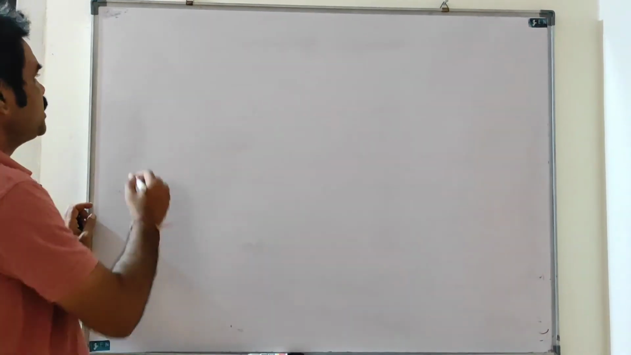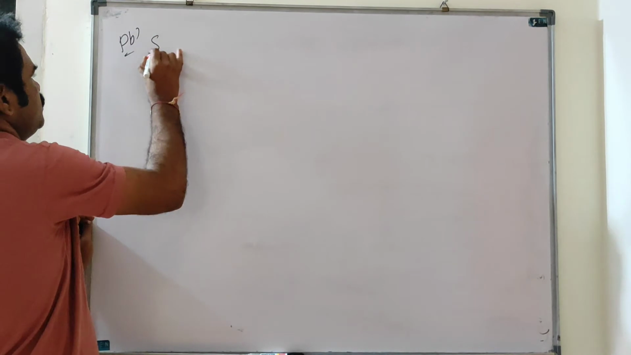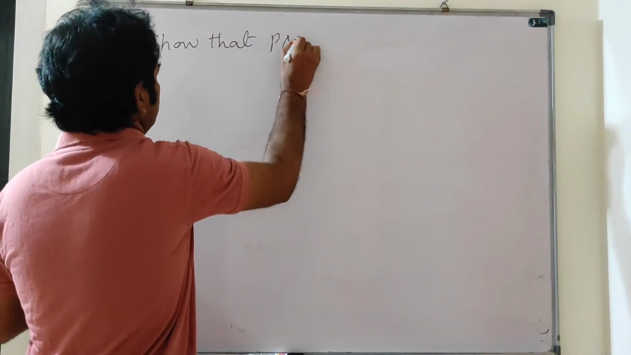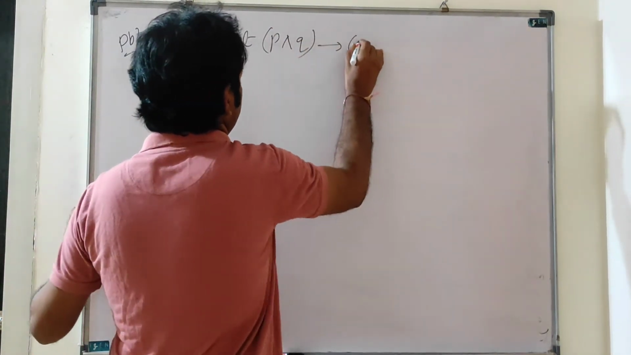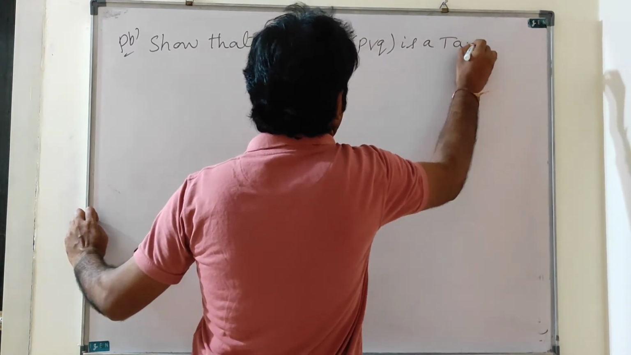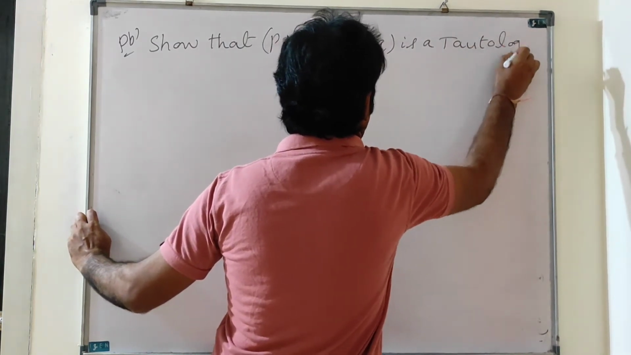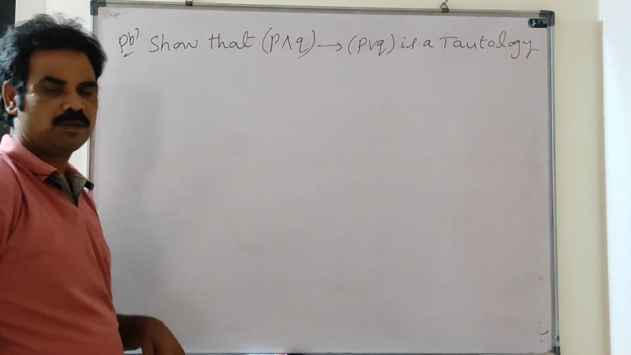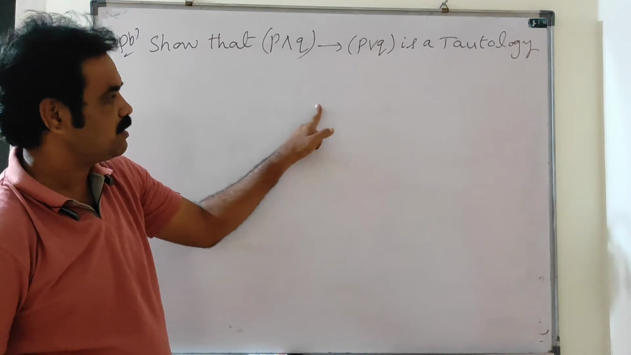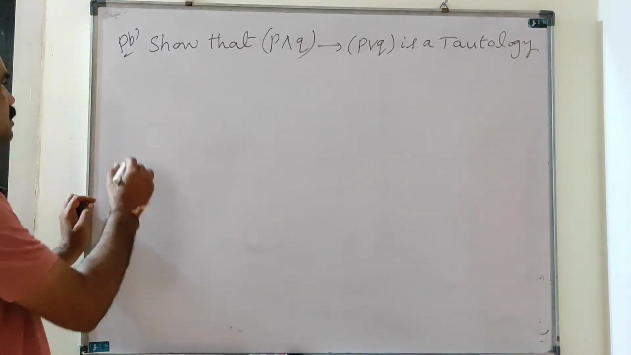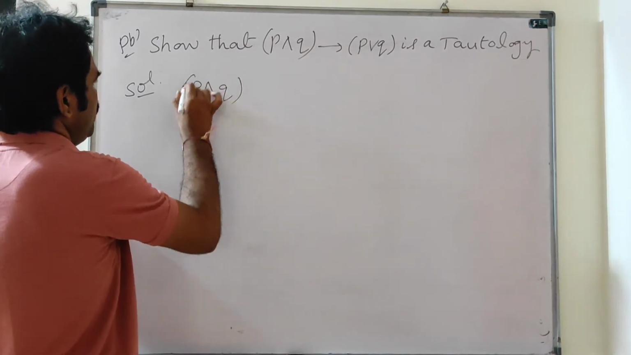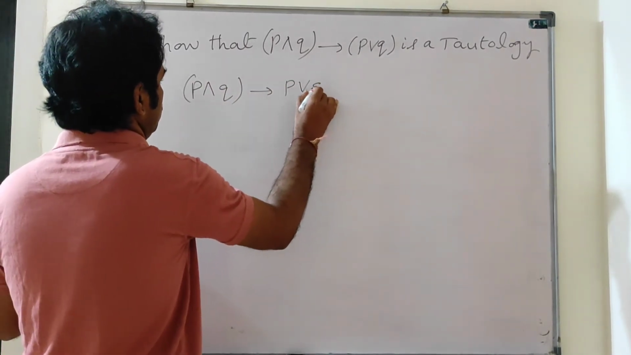Okay. So, show that P and Q implies P or Q is a tautology. Tautology means T. That means this is logically equivalent to T. See the solution. P and Q implies P or Q.